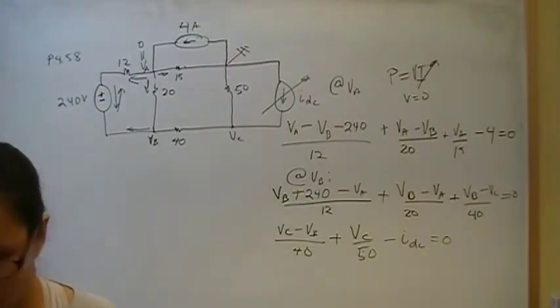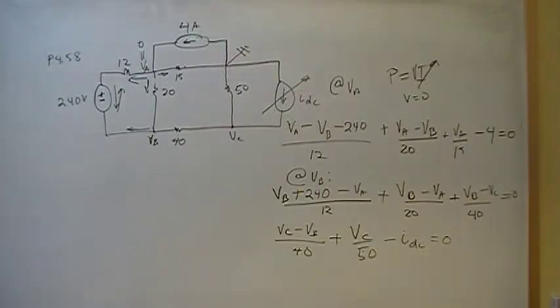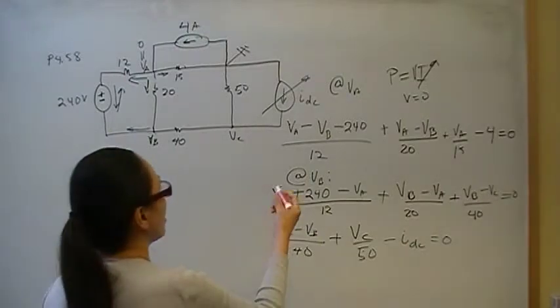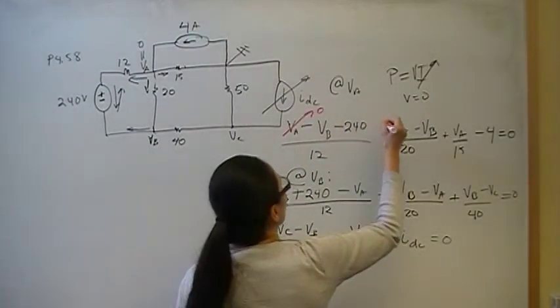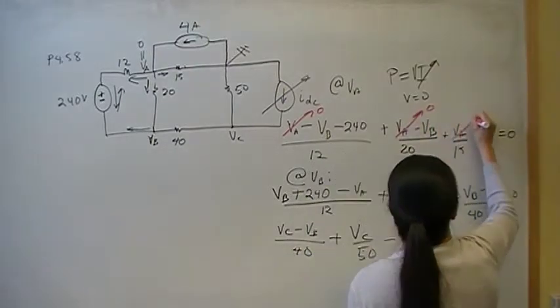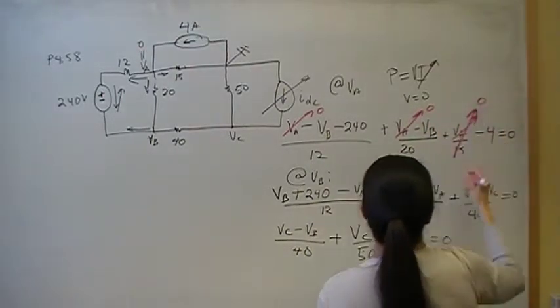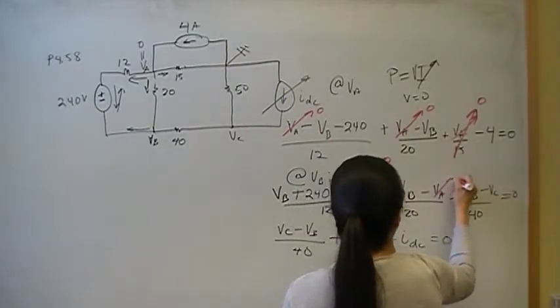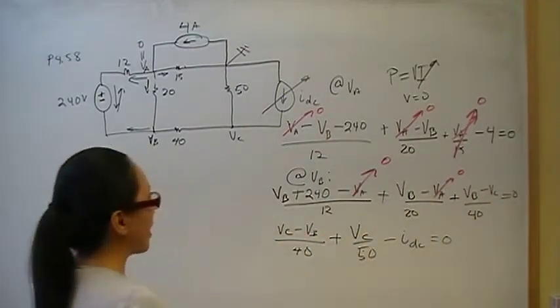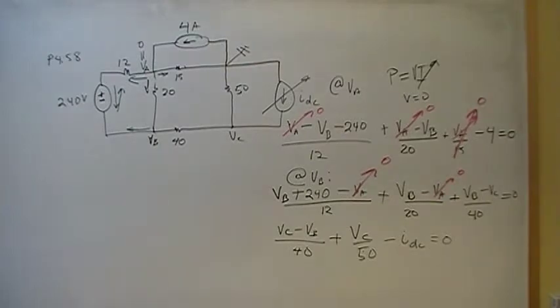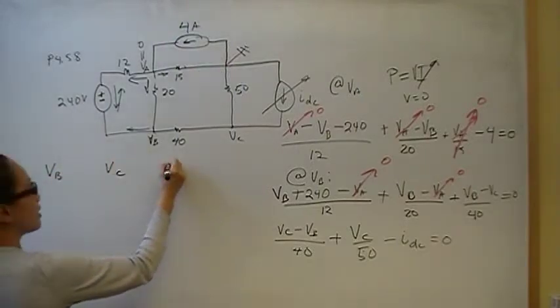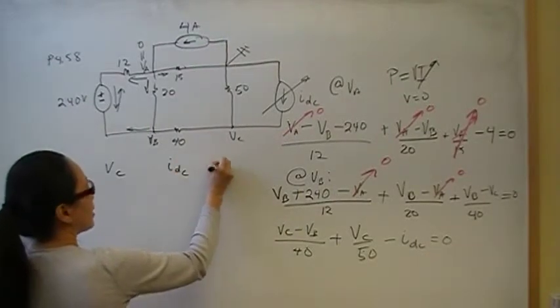Now, because of the criteria that the power is 0, VA becomes 0. So this term goes away altogether because that's 0. Okay, so now we have 3 equations and 3 unknowns, and we can construct a matrix and have everything solved that way. So our 3 unknowns are going to be VB, VC, IDC, and then constants.